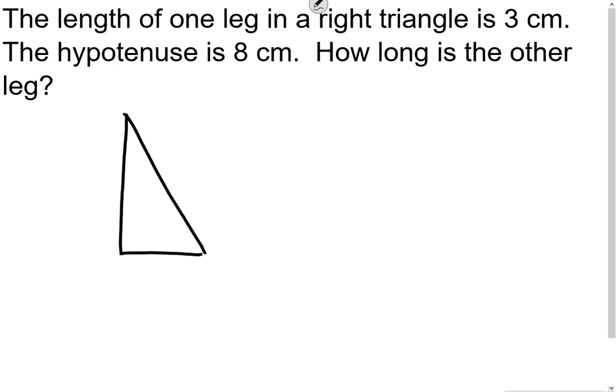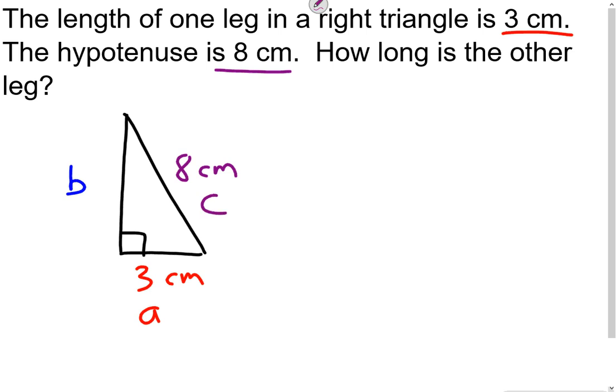I just draw it like so. It says the length of one leg is 3 centimeters. So one of them's 3 centimeters. I'm going to put that here. It tells us the hypotenuse is 8 centimeters long. That would be right here in mine. How long is the other leg? I don't know that. Well, I look at the 3 being my A. I'll let this other side be B, and the 8 is the C. So here's my A, here's my C, and then B I already have.